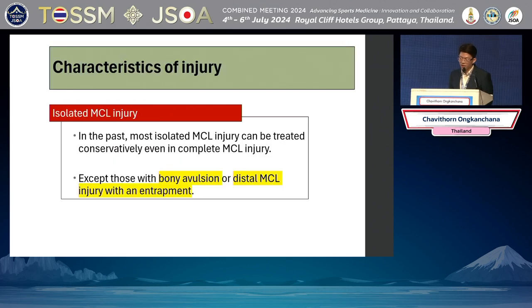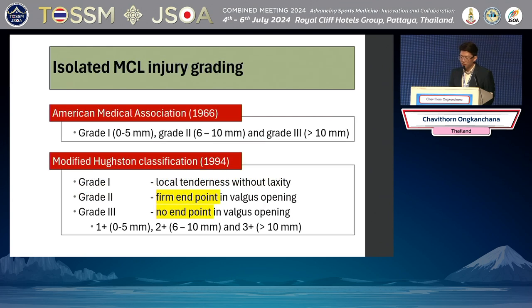Next is the characteristics of the injury, which I will divide into isolated MCL injury and multi-ligament injury. For an isolated MCL injury, most injuries can be treated conservatively, with the exception of, first, the bony avulsion, and second, the distal MCL entrapment, either by the pes anserinus or the tibio-femoral joint.